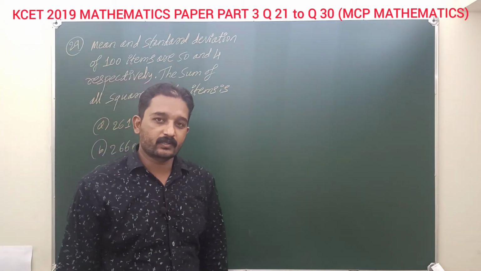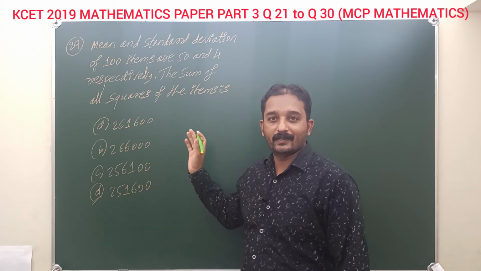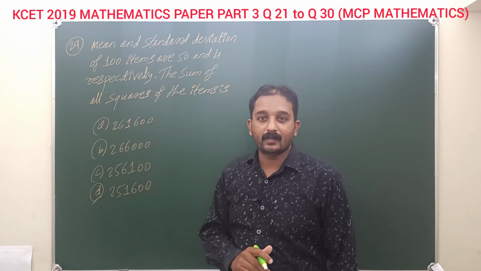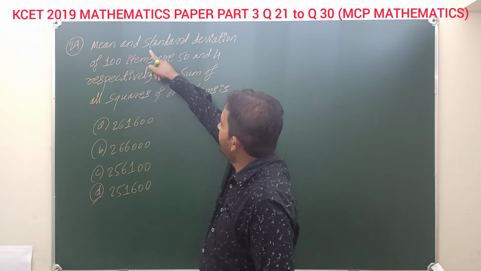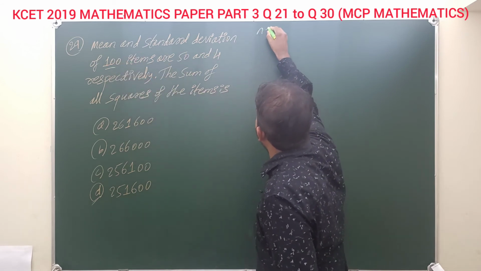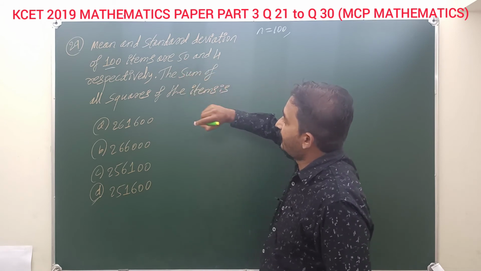Now let us move on to question number 29. Usually they ask one question on this chapter in KCET. So this question is based on the chapter statistics. Let us see the question. Mean and standard deviation of 100 items. Here n is 100. Items are 50 and 4 respectively.